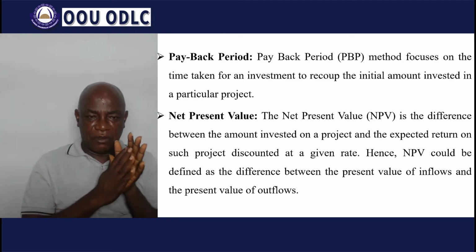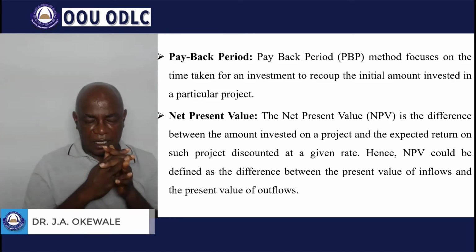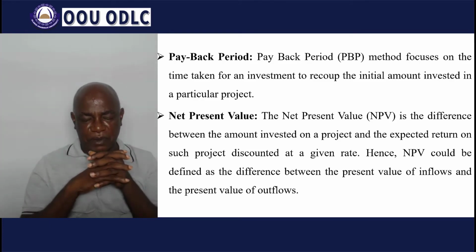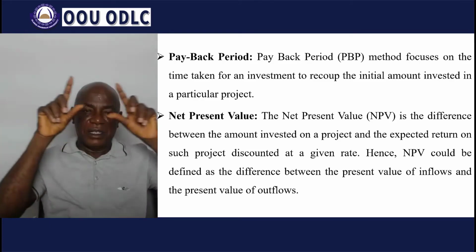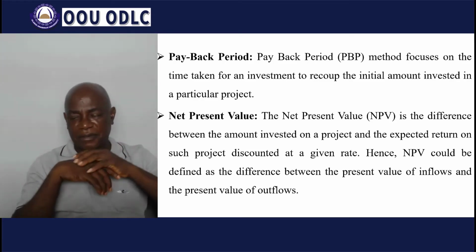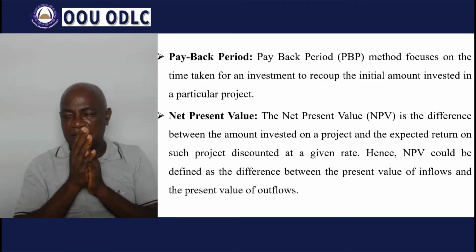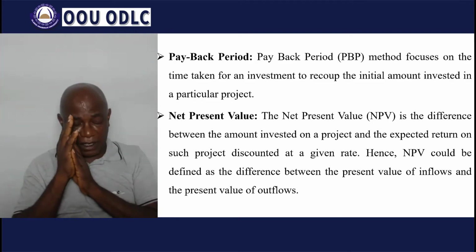Where we have an uneven cash flow, in that case, we can simply calculate our payback period as the amount of investment divided by the useful life of the asset. Well, that is if we are talking of an uneven cash flow.